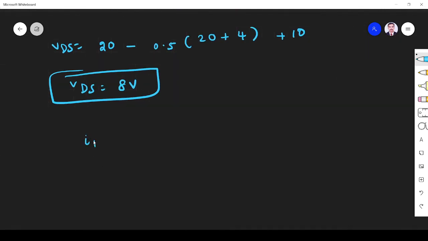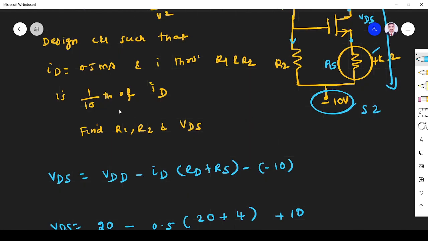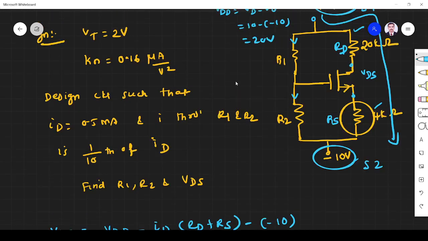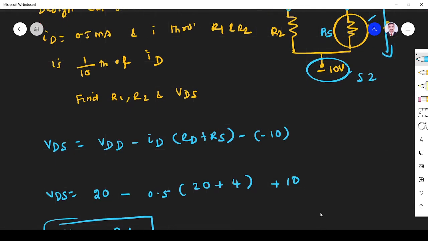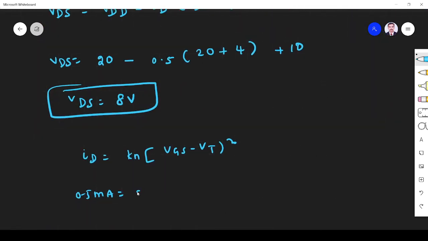So we know ID is equal to Kn (VGS minus VT) square, right? ID is given in the problem, 0.5 milliampere. Kn is given in the problem. ID is 0.5, Kn is 0.16 microampere per volt square.